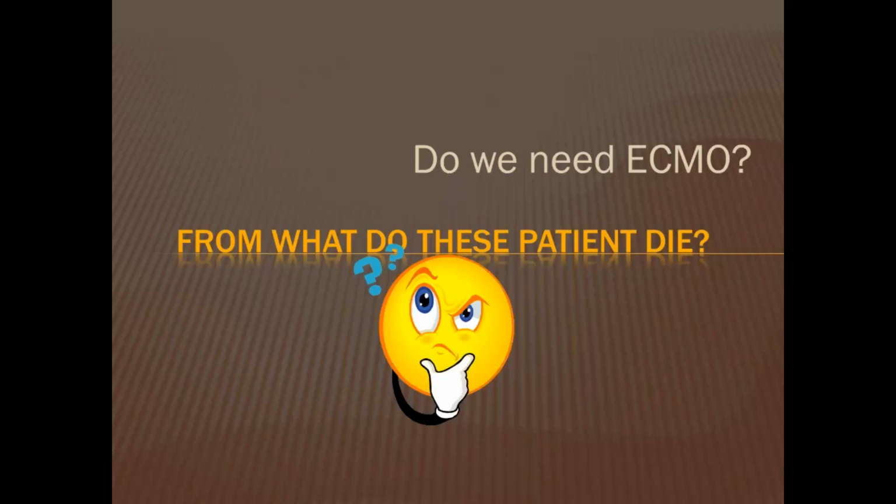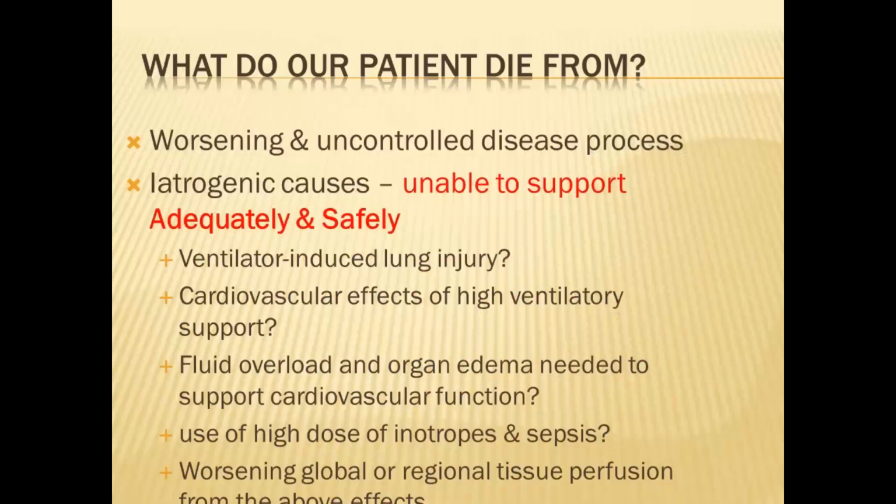And most of you will agree with me that most of the time the patient comes with a single organ failure, but ultimately they deteriorate, they go into multi-organ failure and they die. Hardly a few patients die because of the single organ failure. So what our patients usually die of is the worsening and uncontrolled disease process. Most of them die because of multi-organ failure. Initially they show some improvement and then they go into multi-organ failure.